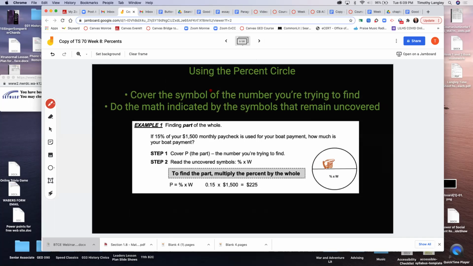All right. Let's just look at an example here. And again, don't worry about copying this.